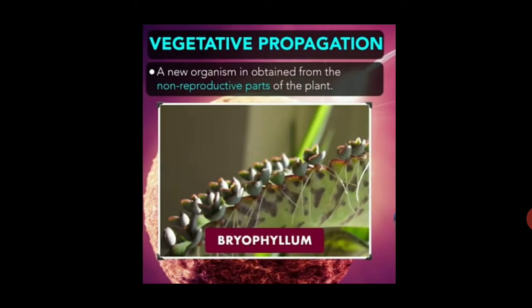The last one is vegetative propagation. A new organism is obtained from the non-reproductive parts of the plant. For example, bryophyllum. It reproduces by its non-reproductive organs because its reproductive organs are damaged. That's why bryophyllum reproduces by vegetative propagation.